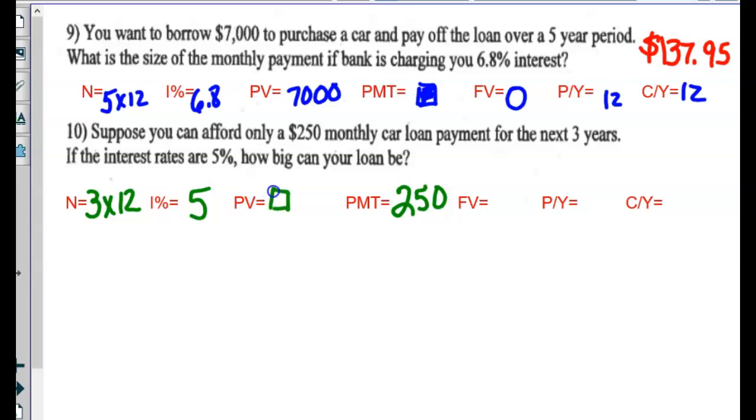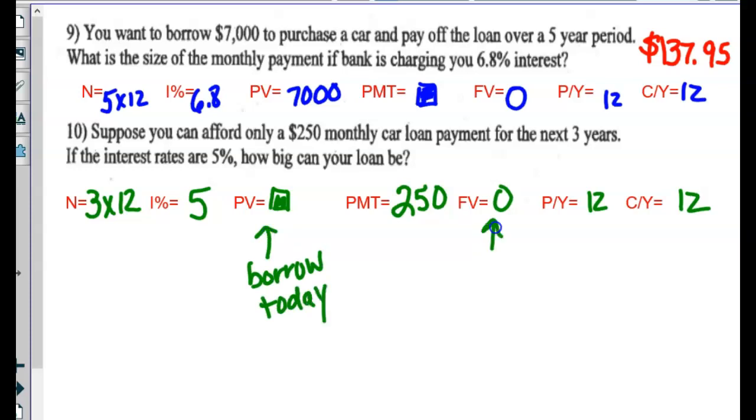Present value is how much I can borrow, because what is the future value? 0. I want it paid off after 3 years, it says. Okay, so this is how much you borrow at the beginning, so that it's paid down to 0 in 3 years. How much can we borrow, guys?